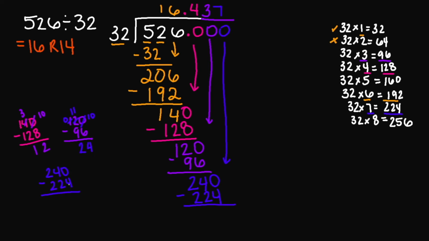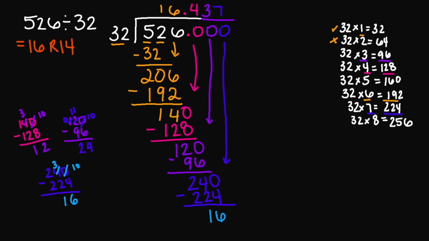0 minus 4, I can't do that. I need to borrow from the tens place. That 4 is going to become a 3. This 0 will become a 10. 10 minus 4 is 6. 3 minus 2 is 1. And then 2 minus 2 is 0. So 240 minus 224 is 16.